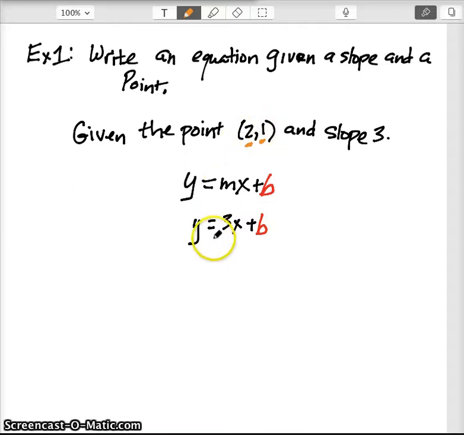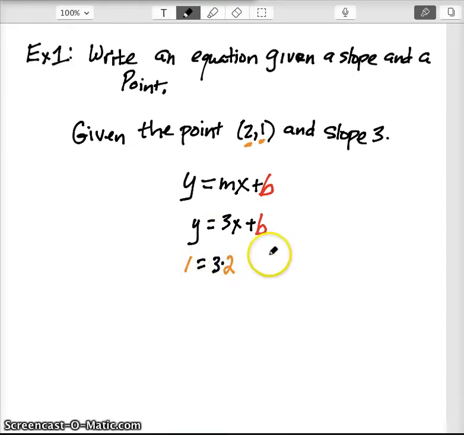Since this point satisfies this equation, I no longer have a variable for y and x. I know that when x is 2, y is 1, so that's going to help me solve for our b value. So when x is 2, y is 1, so I'm going to put a 1 there. I'm going to put my 2 here for x, and I'll fill the rest out. That's equal to 3 times 2, and I'm going to add to that plus b, and that's what I need to solve for. So if I can get b, I got this equation.